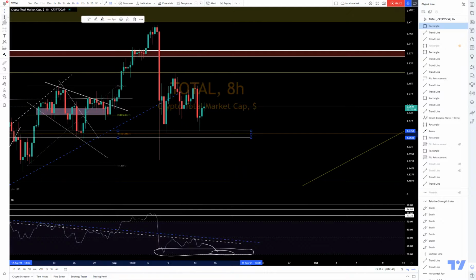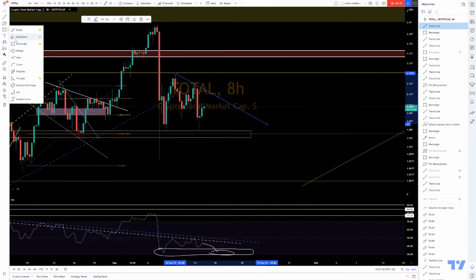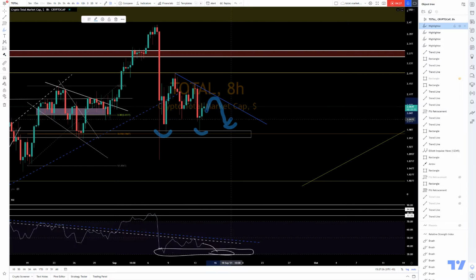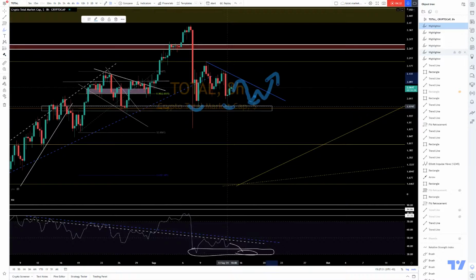Let's draw that line, and what we have is support, another support. Chances are, if this was to go up, back down, we'll find support, and then to the upside. That's what I'm expecting. So we just have to watch it. Still a fair bit of sideways movement.